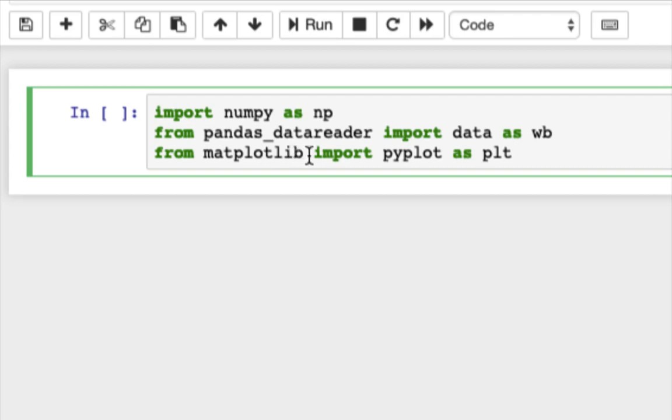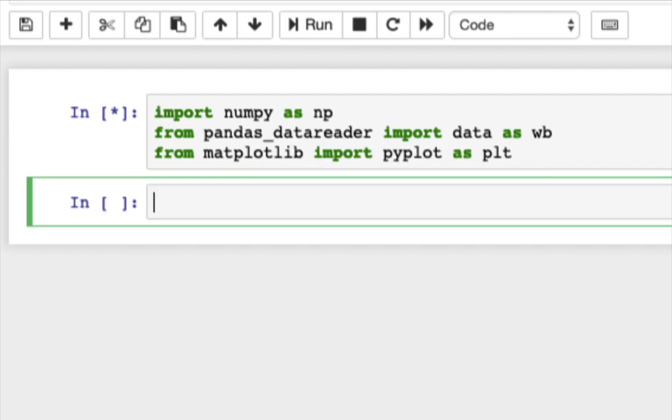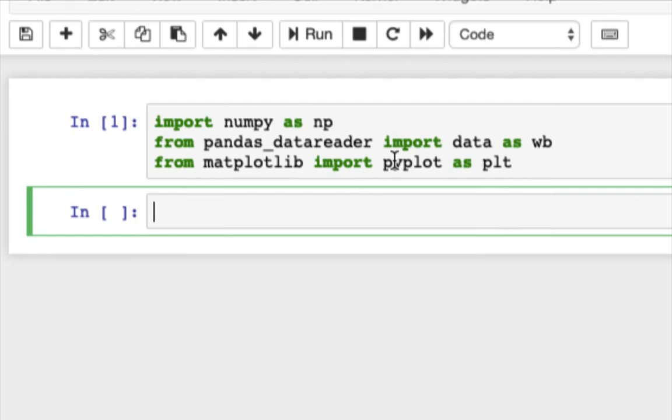And from matplotlib, we will import only the pyplot function as plt. Cross the fingers because of the import. What is it doing? Okay, done.